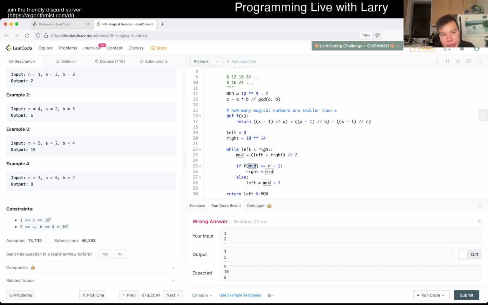Let me think about this. This is inclusive, so that means that mid is a possible answer. So why is it that, if this is smaller than n, we need a bigger n-1? Did I mess up the n-1 part?